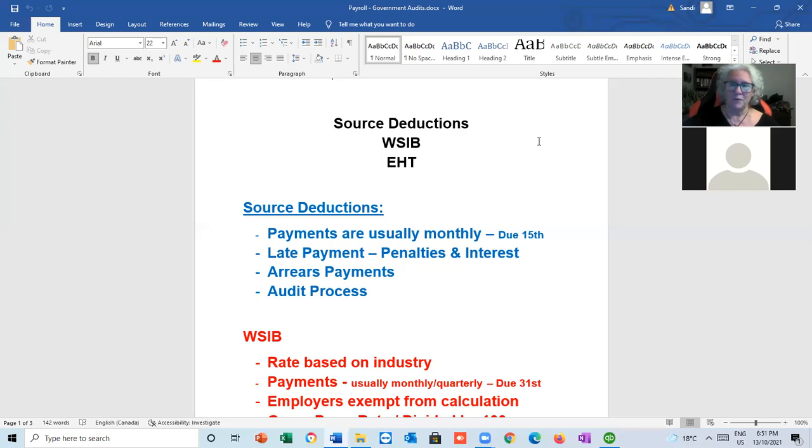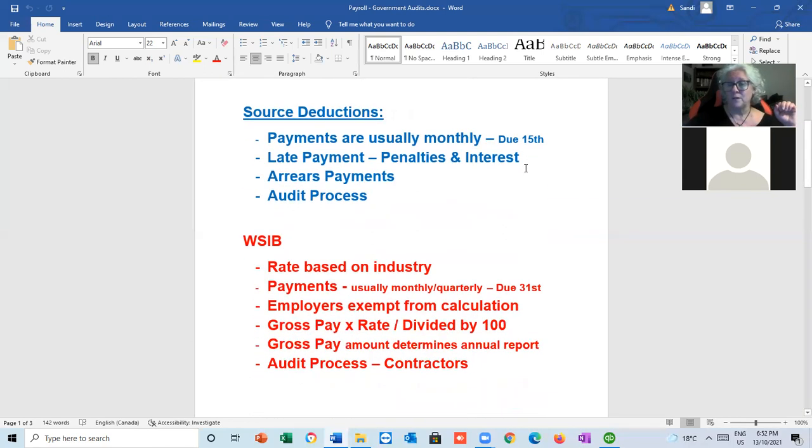So you just have to be very careful there. It's best in a way to make sure that you're paying your source deductions in full, and you probably will never see them come for an audit. And the audit process is very quick. It's so simple.